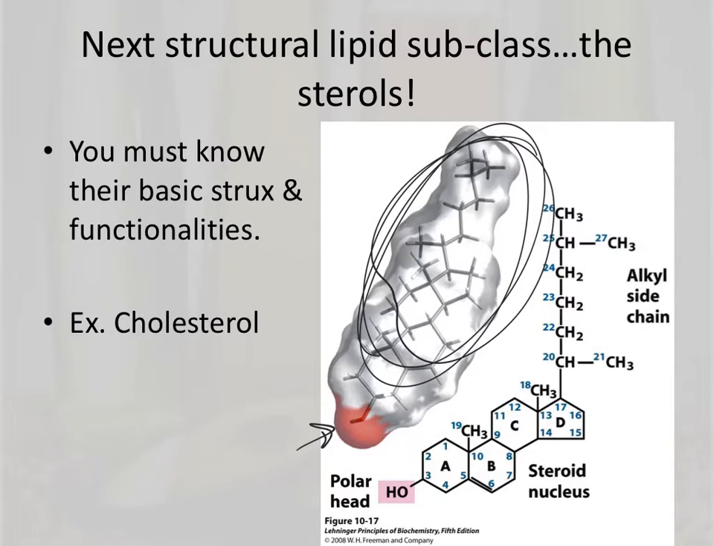All right, what is cholesterol used for? What does it do to the membrane? It makes it more rigid and less fluid. Exactly. Usually the higher the cholesterol content, the more rigid. There are certain exceptions, but that's just a good general rule. Some membranes are going to have more cholesterol than others.